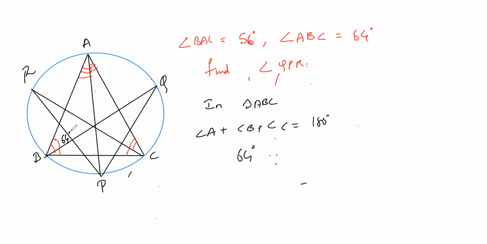Angle A, nothing is given. Angle A is BAC, 56 degrees. Totally this is 56 degrees, plus angle C is equal to 180. So from this I'll get what? Angle C is equal to what? 60 degrees. Angle C I got as 60 degrees.